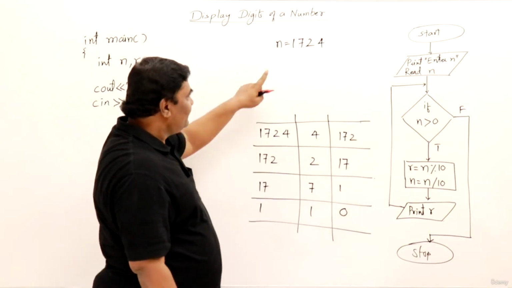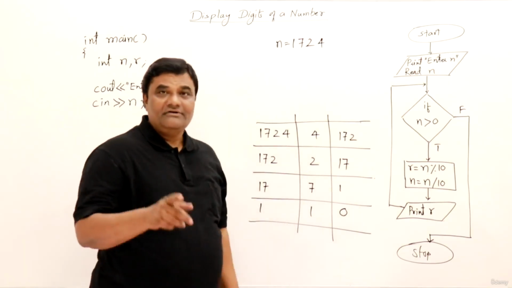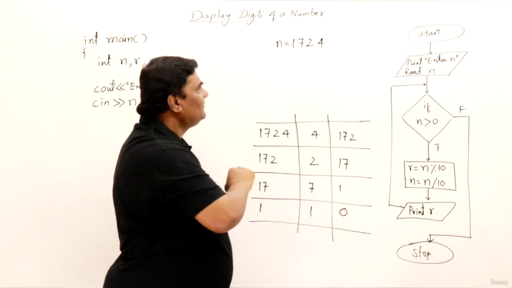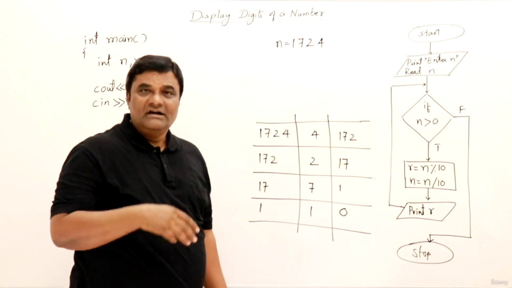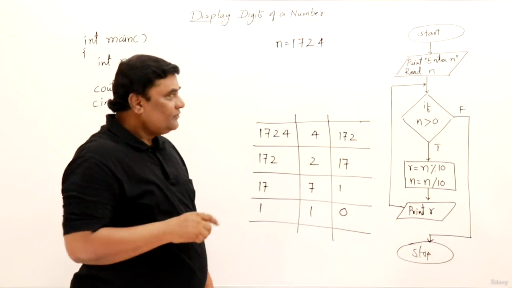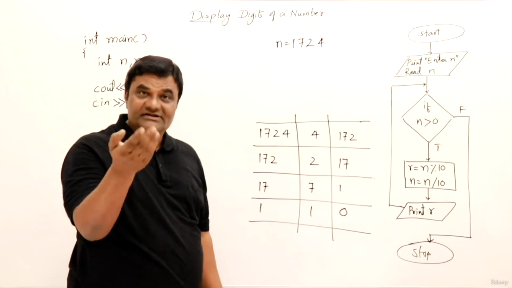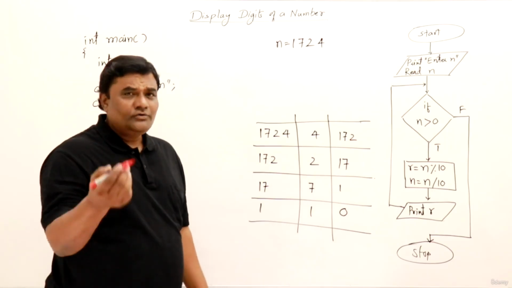See, there is a number here, 1724. We want to display 4271. So how to change it? How to get the values from there? We should get the value 4 separately, 2 separately, 7 and 1. Each digit we want separately. How to get the digits?